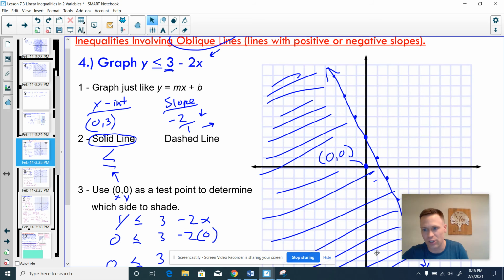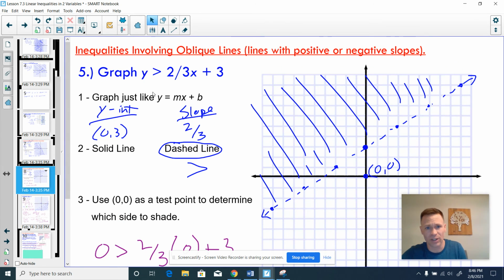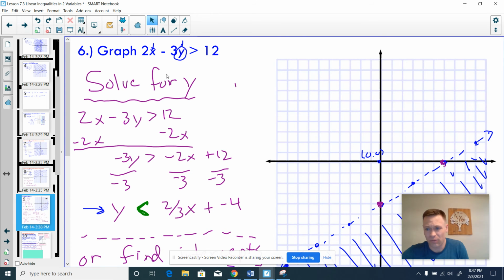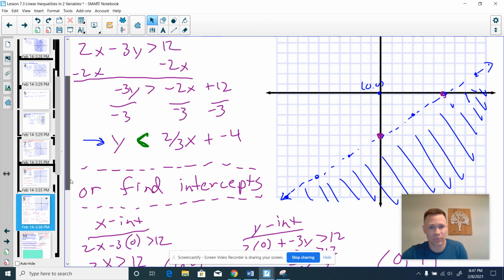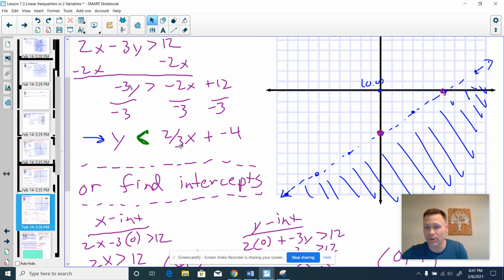Less than, oh look, we shaded below the line. Worked. Awesome. This one, y is greater than 2/3 x. Solved for y, we shaded above the line. Awesome. We got it. And then this one was not solved for y, but we did it, right? And we ended up with y is less than 2/3 x, and oh look, it was shaded below the line again. Okay, so it does work out.